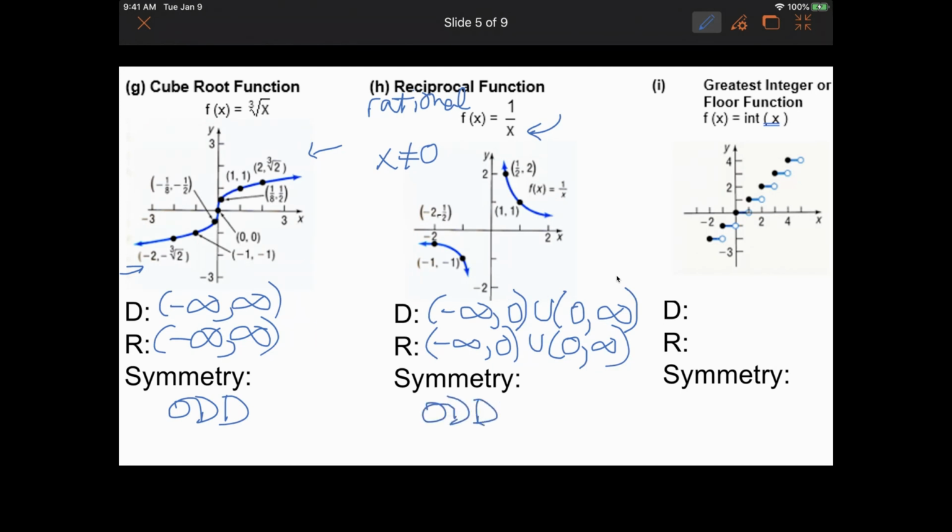Now this one is kind of a crazy function. It's called a floor or greatest integer function because you can see the output is only integers. And this is a little bit more complicated to write in interval notation. So the range, I'm actually going to write this in set notation. This is a type of step function. They have a floor function and a ceiling function. And we're not going to do a lot with them, but I want you to have at least seen them and been exposed to them.